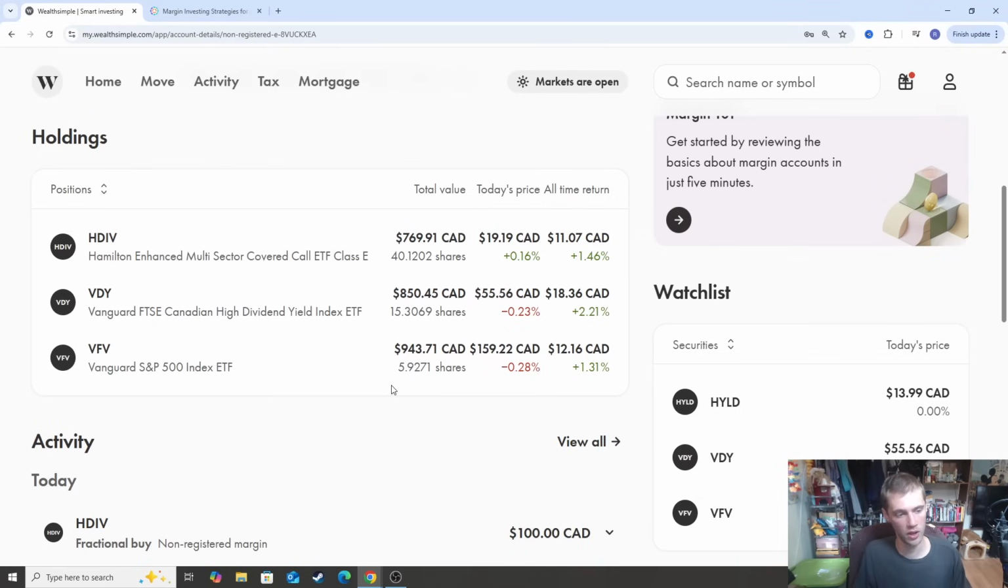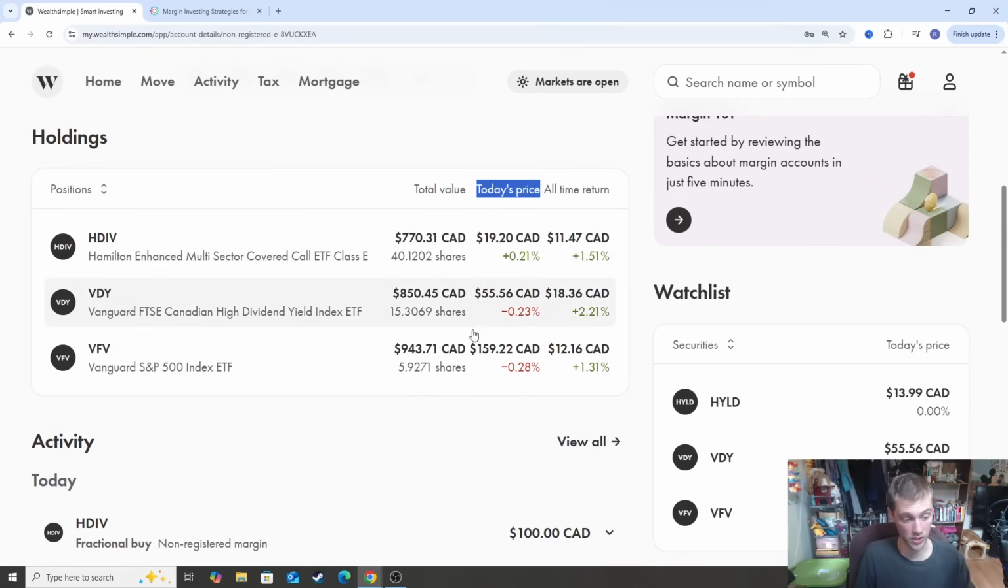So what I've been doing on a regular basis is, for example, we can see here today's price on Wealthsimple. When the markets open in the morning, I just take a quick peek on here. I see what's down for the day. We have VFE down today, negative 28%. We have VDY down negative 23%. I'll put $100 here, $50 here, $100 here, and I'll base it off the percentage of how much they're down.